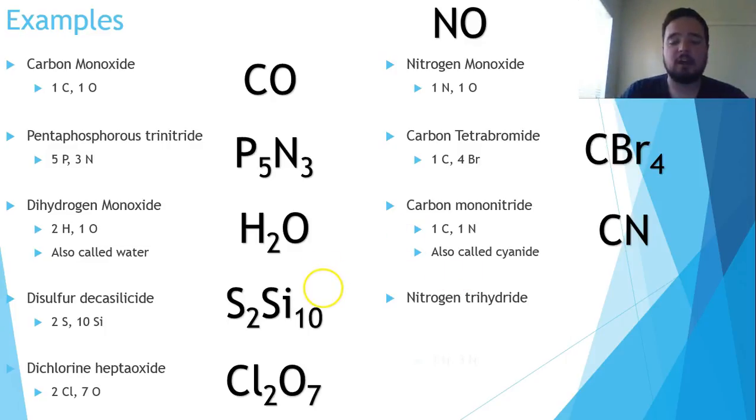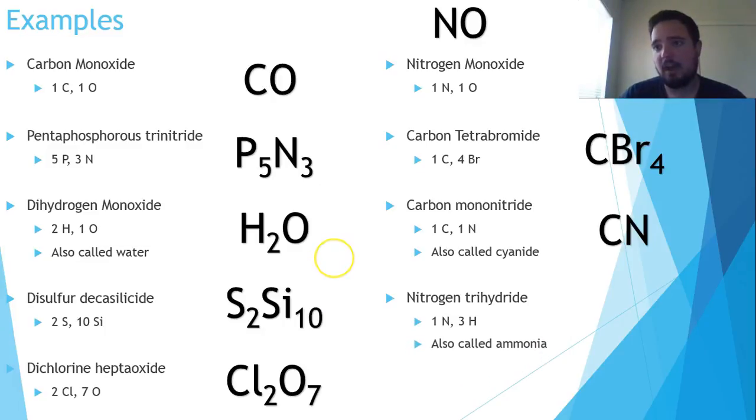So nitrogen trihydride is 1 nitrogen and 3 hydrogens. This is also called ammonia, the gas of ammonia that you can smell from cleaning supplies and stuff like that. That has a formula of NH3.